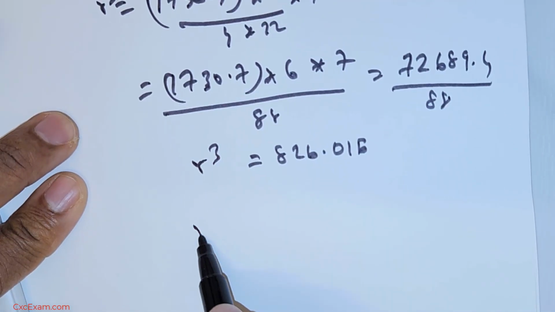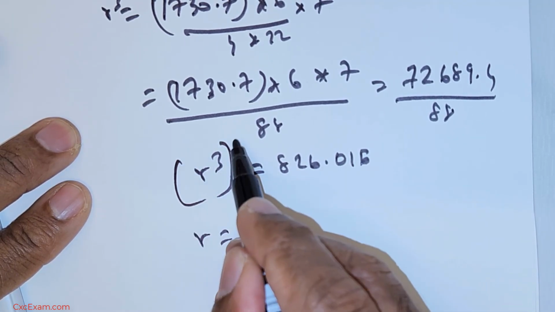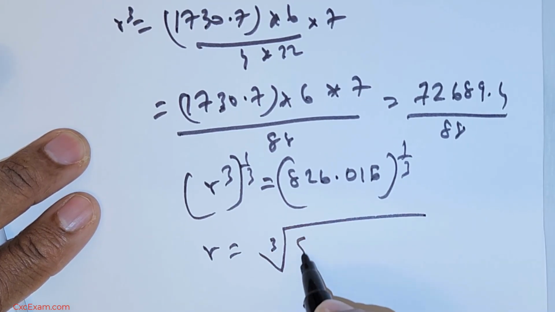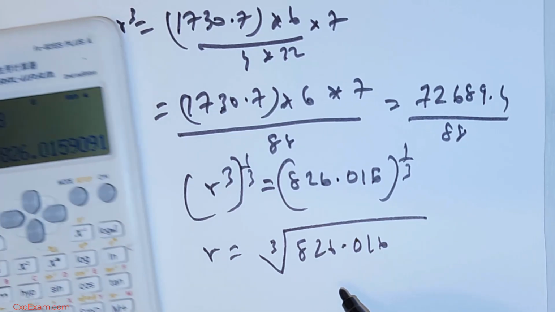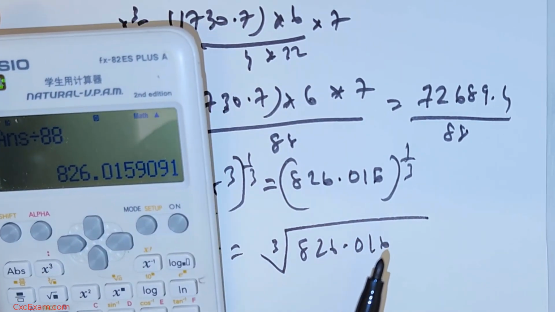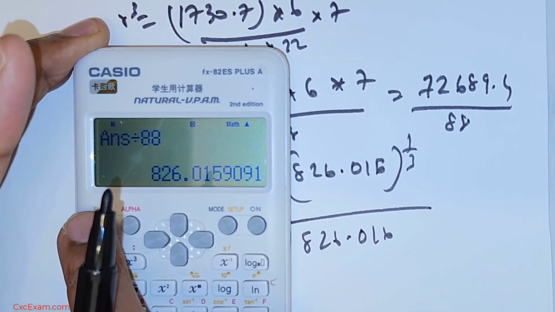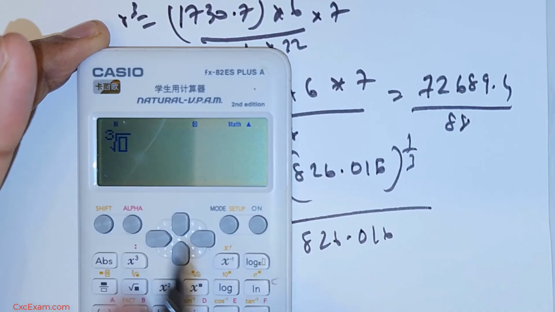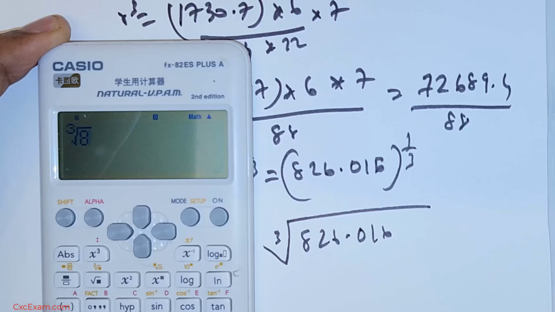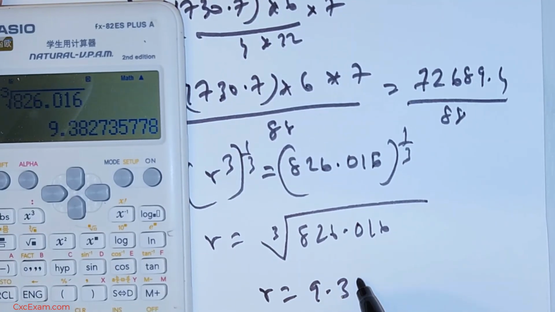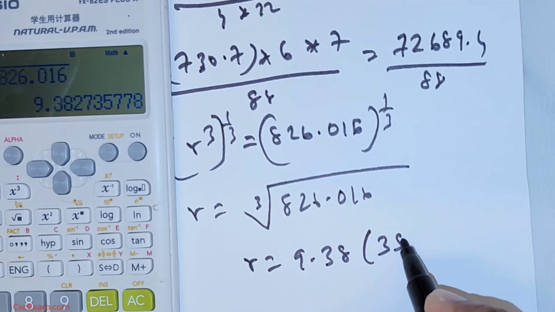What is this? This is r cubed, but we need r. R is equal to, you take 1 over 3 both sides. So that is going to give me r is equal to the third root of 826.016. Now we can actually get the third root here. Okay, there is a function here. So I'm going to use shift and I'm going to key in the number 826.016. That is giving me a value of 9.38, and I'm going to give it as 3 significant figures.